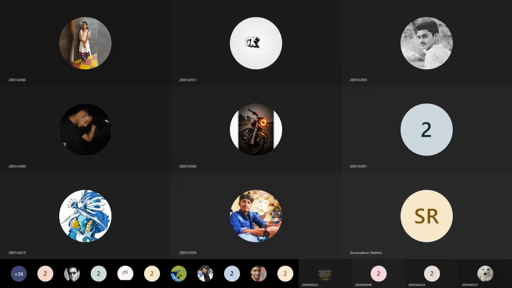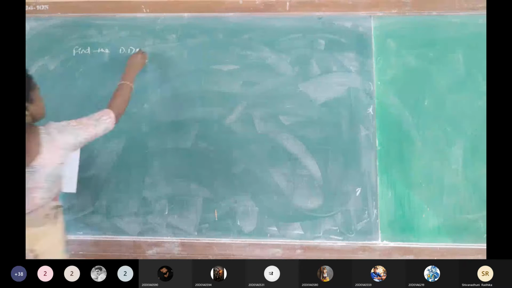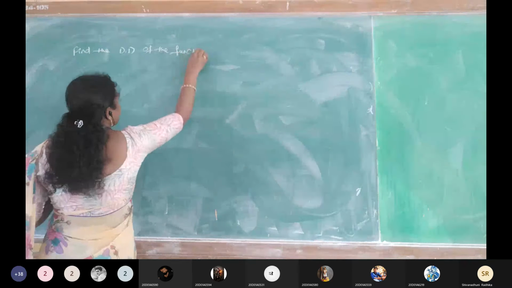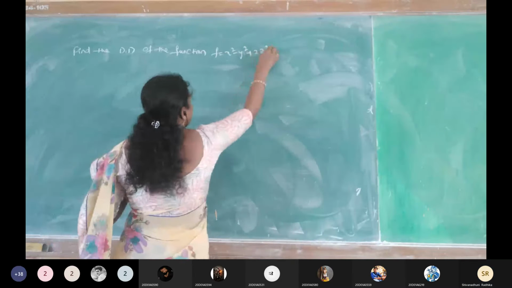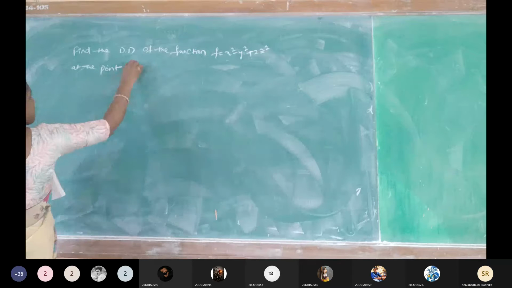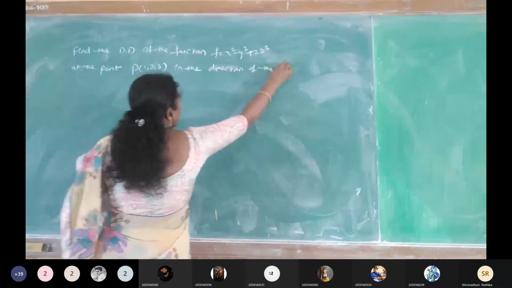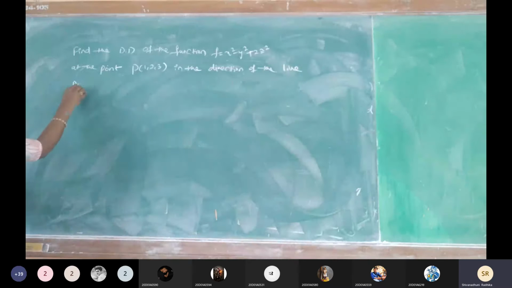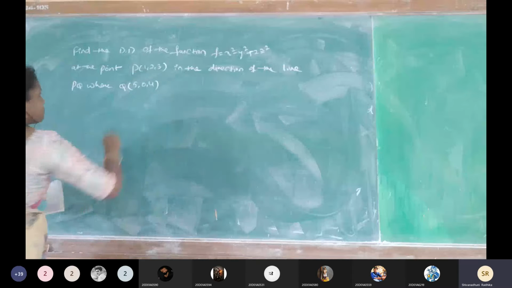Directional derivative? Directional derivative of the function f equals x square minus y square plus 2z square, at the point (1, 2, 3), in the direction of the line PQ, where Q equals (5, 0, 4). This is the problem.